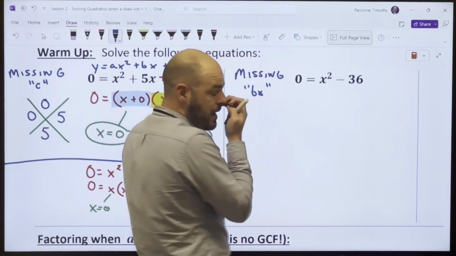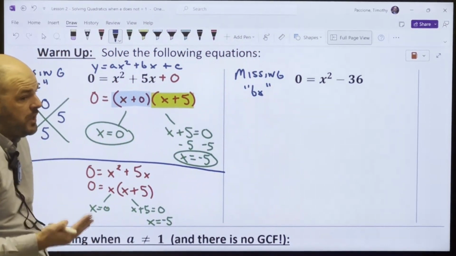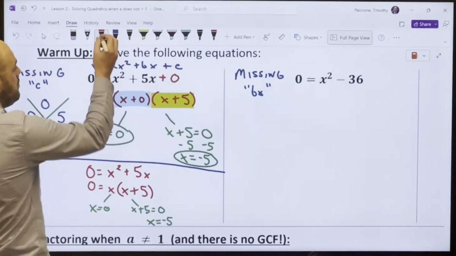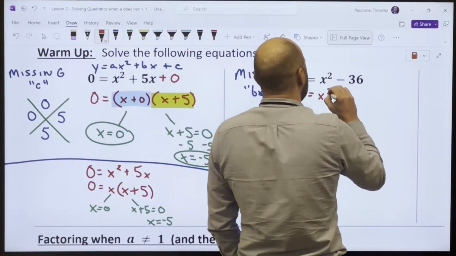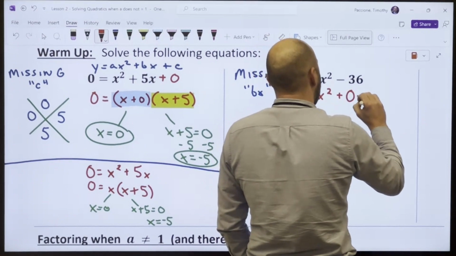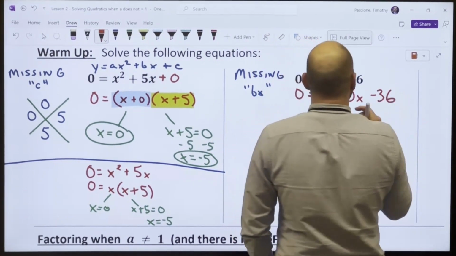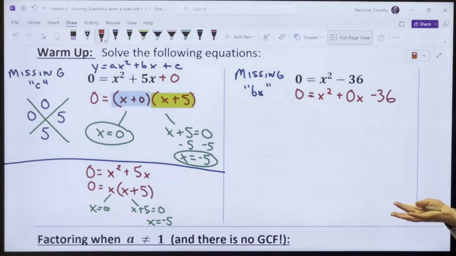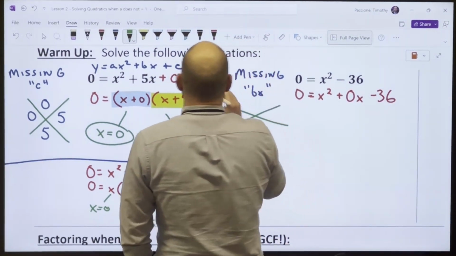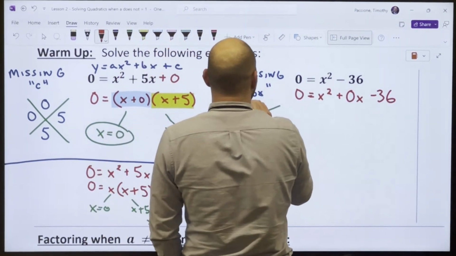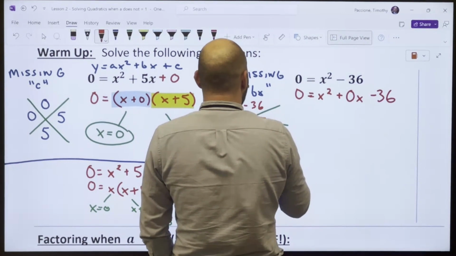And again, you're going to have a couple options here. First one is just like here. Well, if you're missing it, put one in, right? 0 equals x squared plus 0x minus 36. So where there was no bx, I put 0, and it doesn't really change anything. I can magic x that.